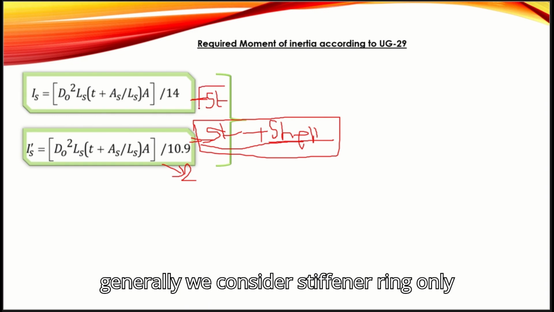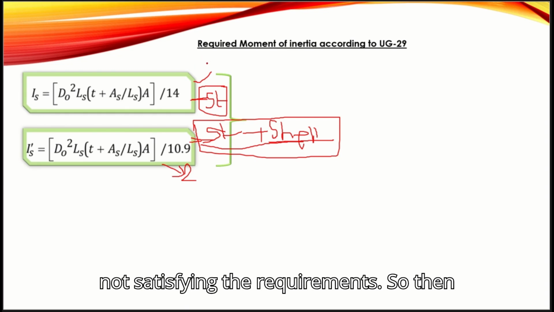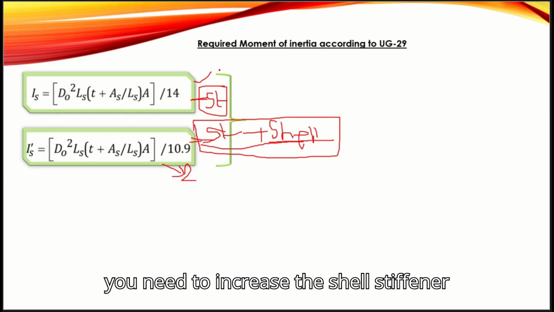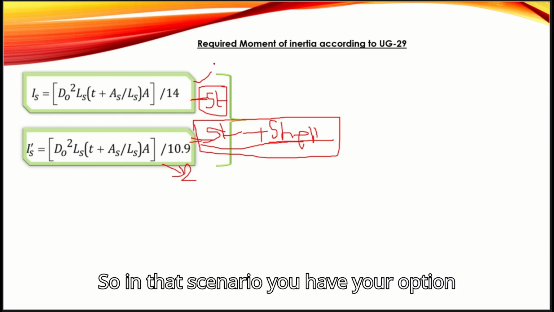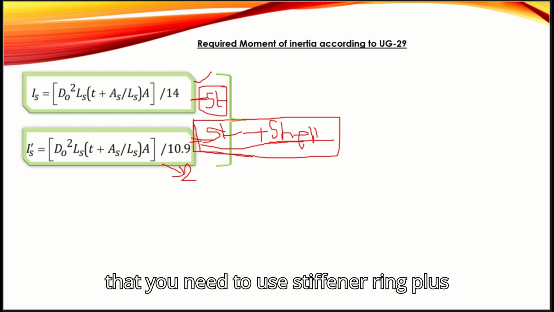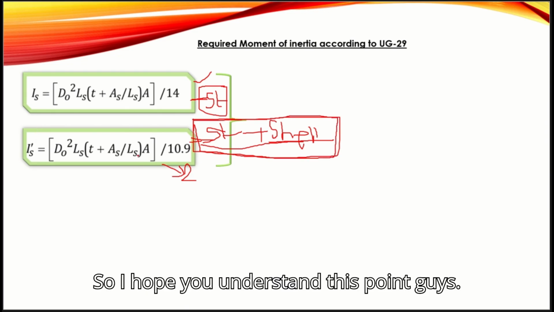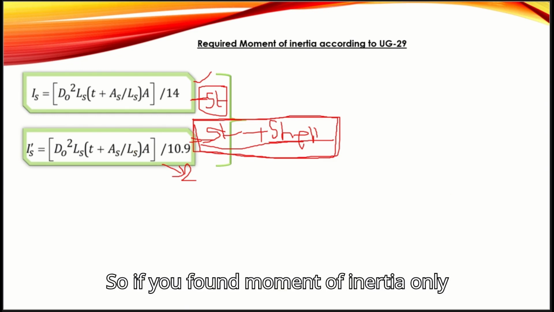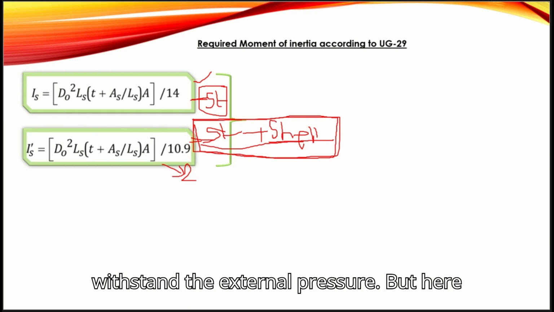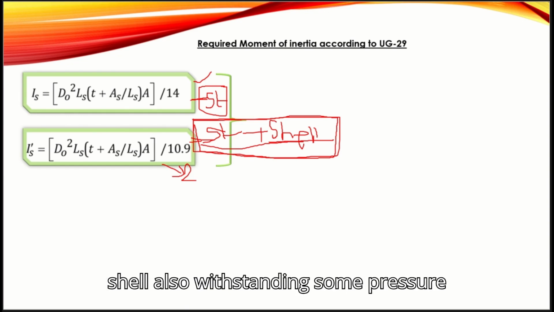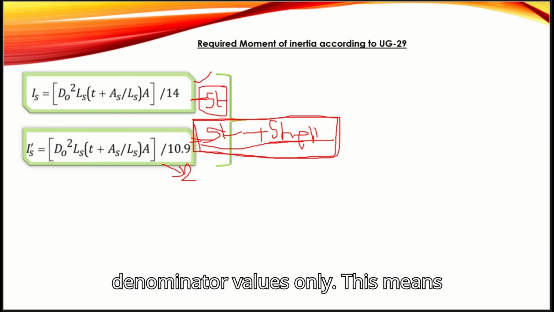Generally we consider the stiffener ring only. If you calculate the stiffener ring moment of inertia for this first case and you are not satisfying the requirements, then you need to increase the shell dimensions and stiffener ring dimensions, right? In that case the weight of the vessel also increases. So in that scenario you have the option to use stiffener ring plus shell to calculate the moment of inertia. I hope you understand this point, guys. If you find the moment of inertia only for the stiffener ring, it will give a high thickness for the stiffener ring to withstand the external pressure. But here the shell also withstands some pressure, right? That's why the second formula is also given in the code, by changing the denominator values only.